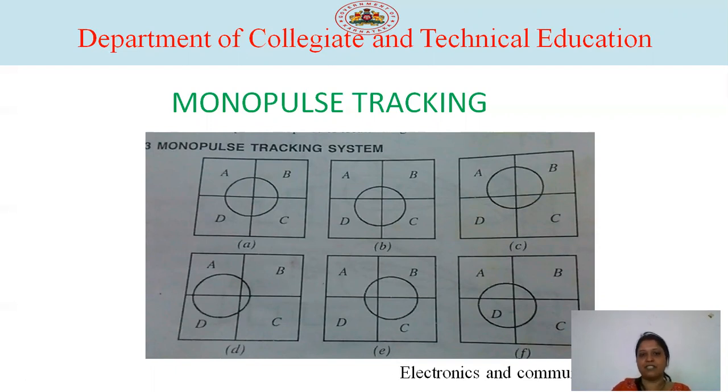This is the principle which is used in monopulse tracking, and it makes use of a single pulse, only one pulse, for the tracking purpose. But 4 antennas are used: 4 horn type feeders are there at the receiving antenna, and the echo signal is striking all the 4 feeders, A, B, C, D. Depending on the strength of the echo signals, or where it is exactly, it can be tracked. This is the basic principle.